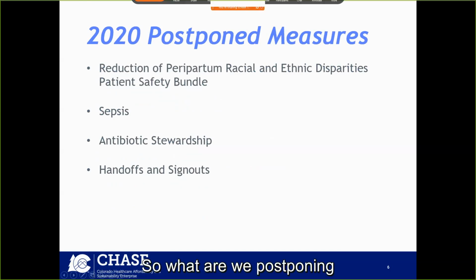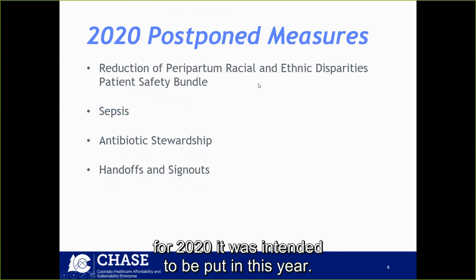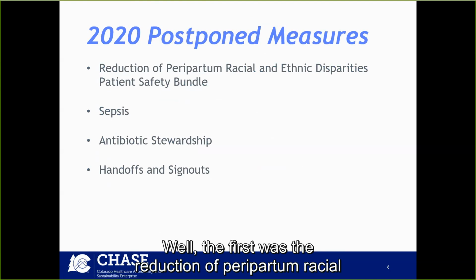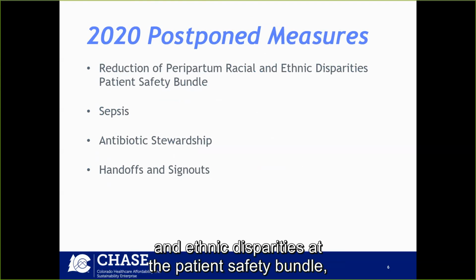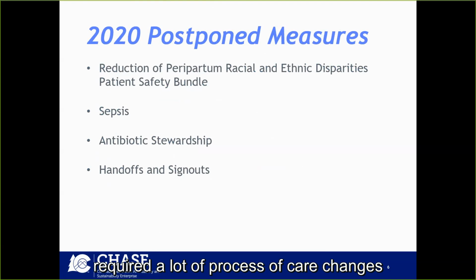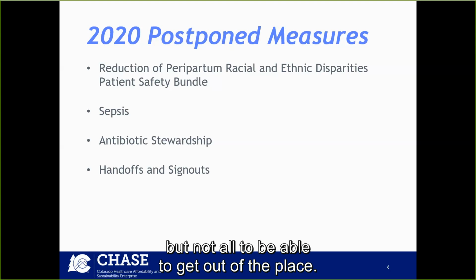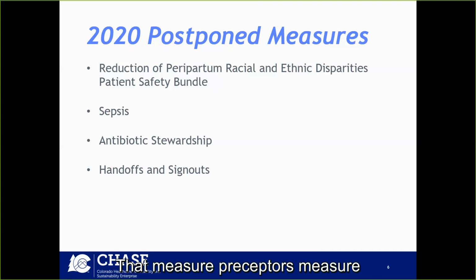So what are we postponing for 2020 that was intended to be put in this year? Well, the first was the reduction of peripartum racial and ethnic disparities. That's the patient safety bundle. It required a lot of process of care changes within the hospital. We know folks have been working really hard around some of this, but not all, to be able to get that all the way put in place. We were postponing that measure.